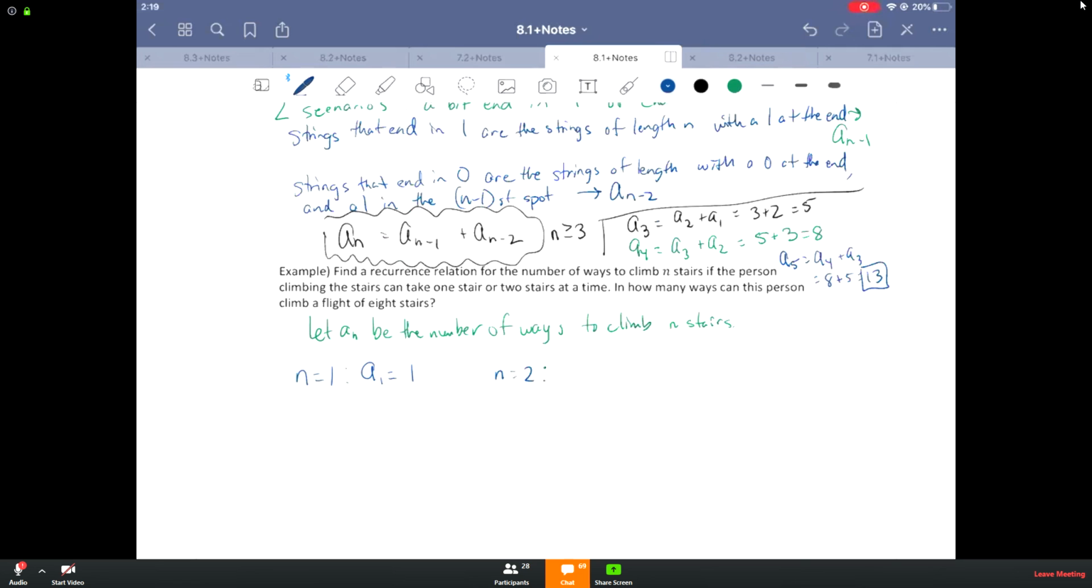All right, what about when n equals 2? So how many ways can you climb 2 stairs? Two ways, right? You can climb that 2 ways. Either you go 1 step and then 1 step, 1 and 1, or we have the option of doing 2 stairs at a time, so that would be 2 steps.